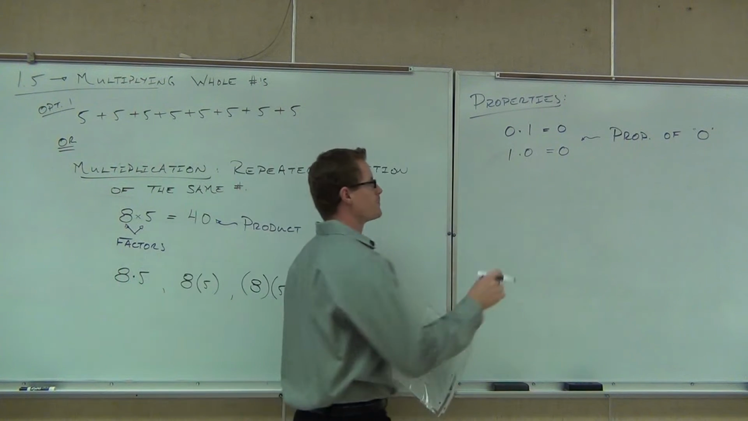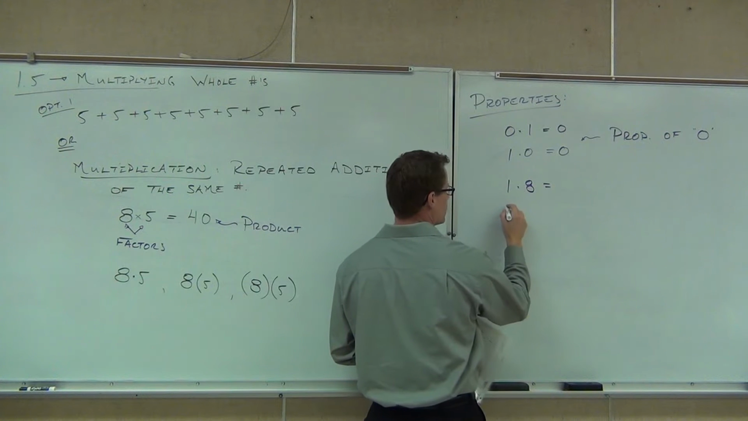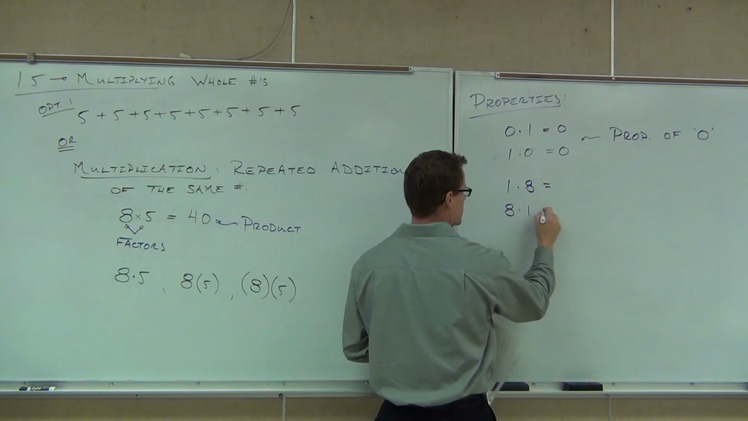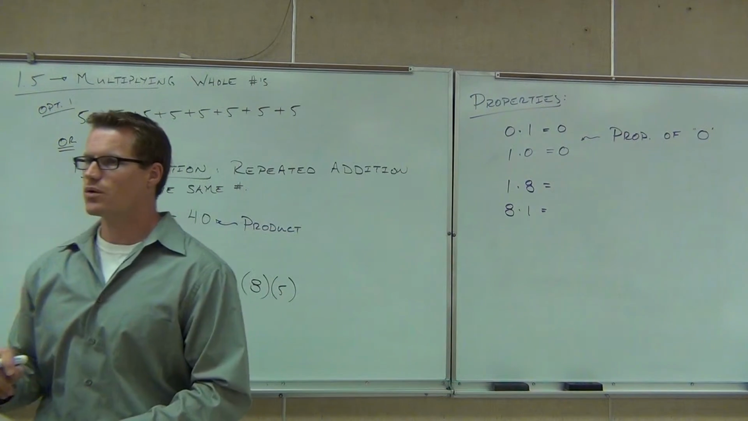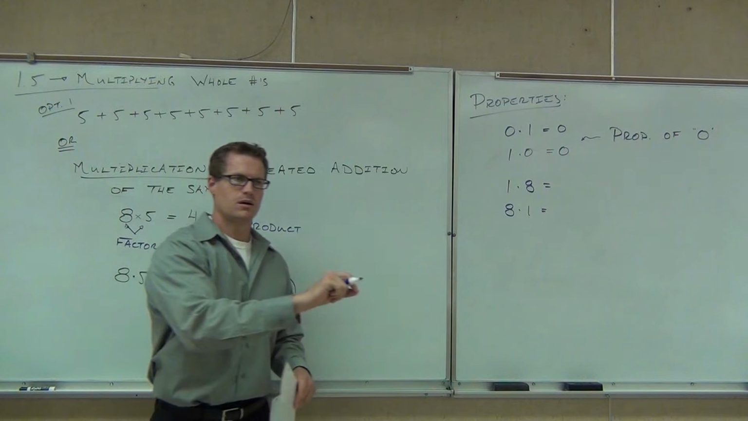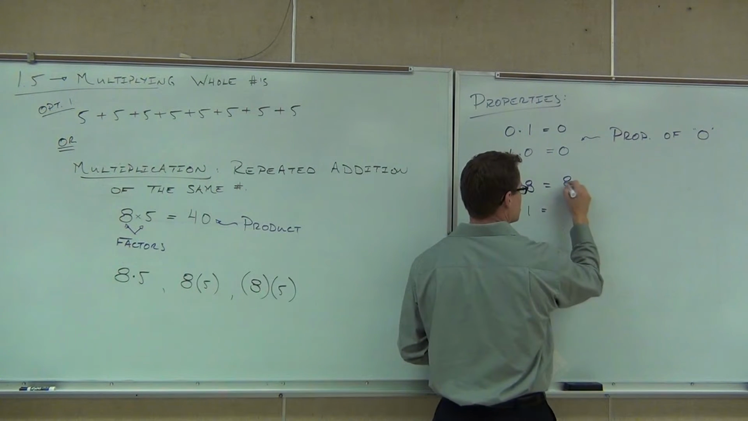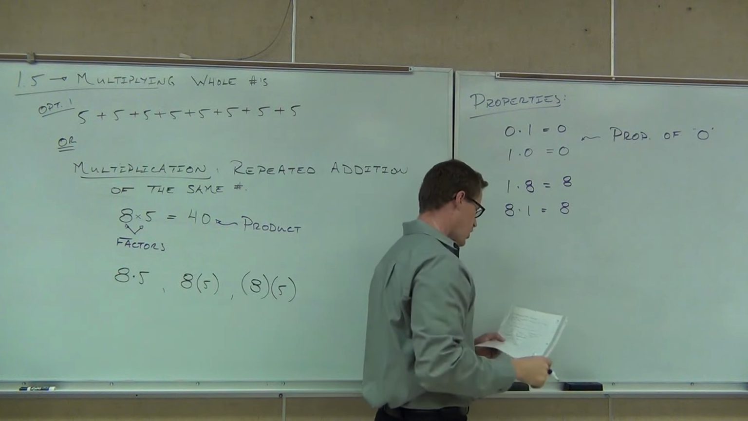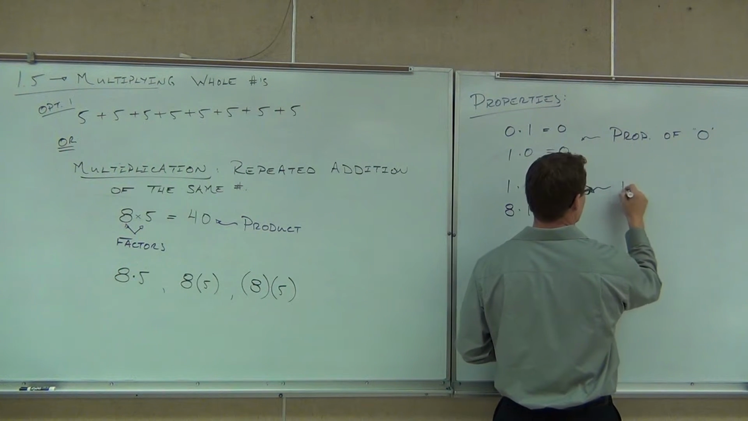How about this one? What if you multiply a number by 1? Either way, 1 times 8 or 8 times 1, what's that going to give you? 8. Does it matter that it's 8, or anytime I multiply by 1, am I going to get that number back? Yes. That's an identity right there. I always get the same thing back. So here I get 8, here I get 8. This is the property of 1 for multiplication.